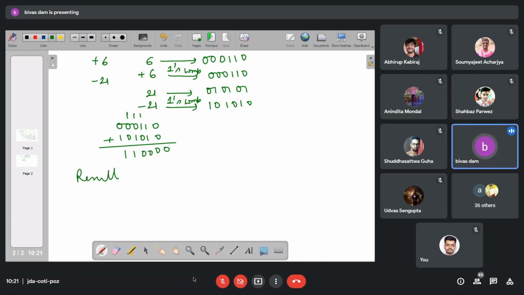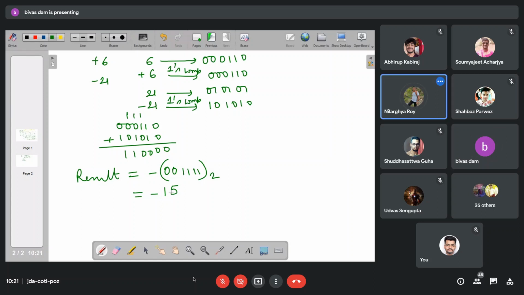So what I will write is result is equal to minus of, and as the result is negative, I know that the magnitude is not directly available. I have to go for its 1's complement, that means bit by bit complementation, to find out the magnitude. And that bit by bit complementation gives me 0, 0, 1, 1, 1, 1 in binary. So that is nothing but minus of it. Okay? Yes, sir. Fine.